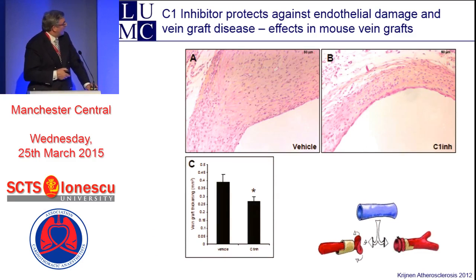And what we could see there is that addition of the C1q inhibitor also protects against endothelial damage in our mouse vein grafts, resulting in a profound reduction in the intimal hyperplasia seen in these vein grafts. So C1q inhibition can be a profound way to block intimal hyperplasia.